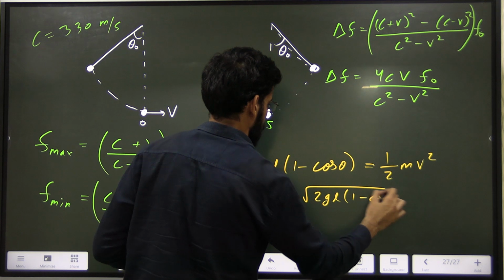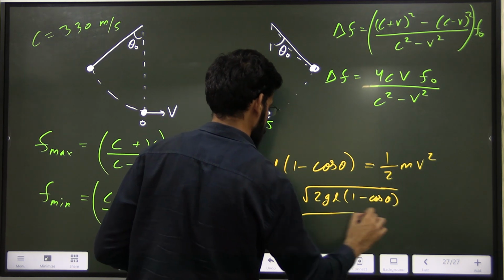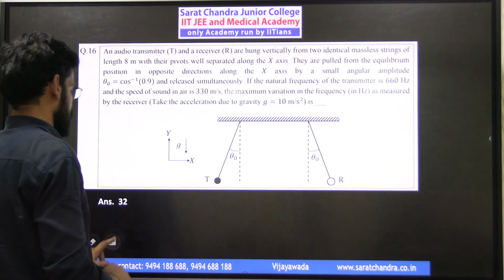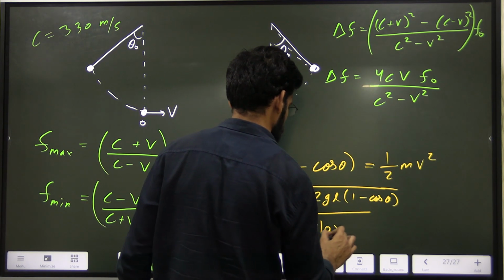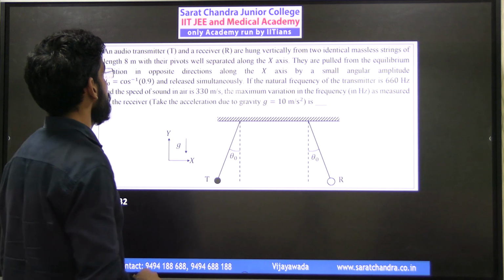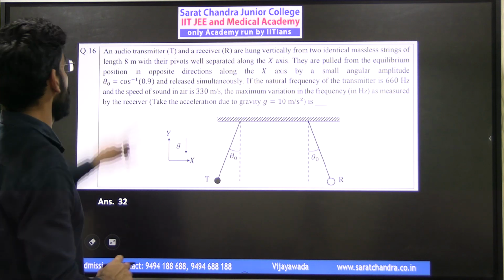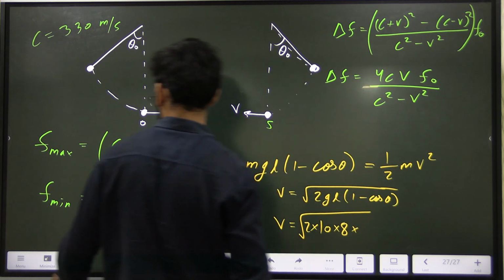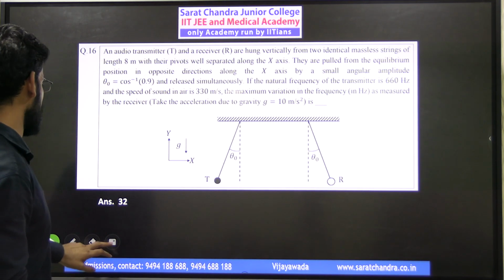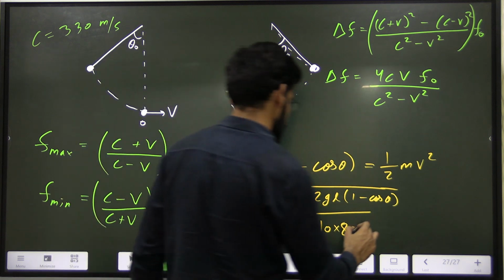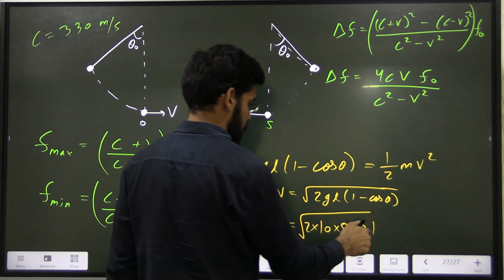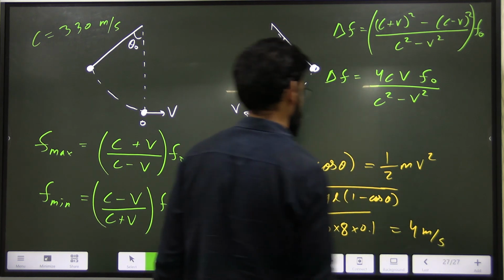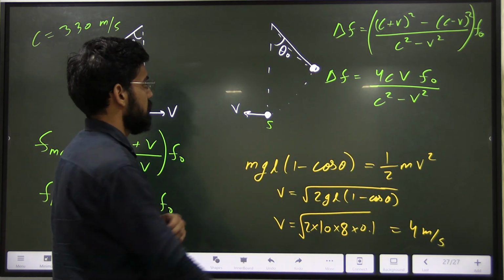Now let's put the value. V is equal to under root of 2G, G he told is 10 only, into length. I think length is given as 8 meter, into 1 minus cos theta, which is given as 0.9. So 1 minus 0.9 is 0.1. So 10 into 0.1 cancels out, 8 into 2 is 16, square root is 4. V came 4 meter per second, put it here.